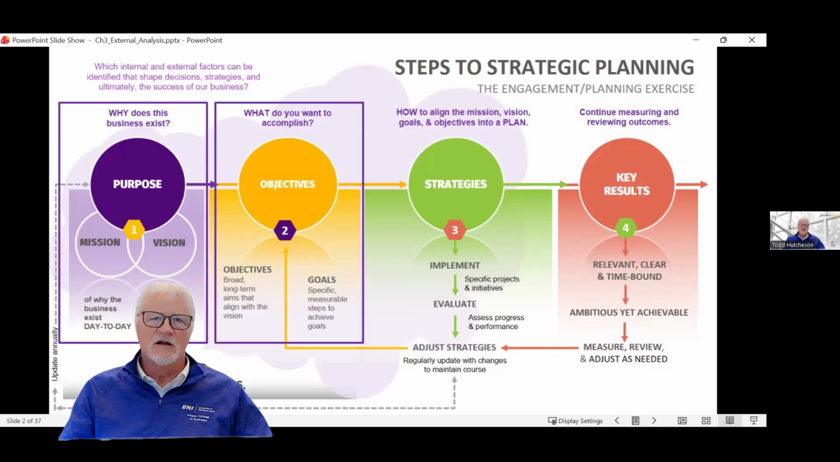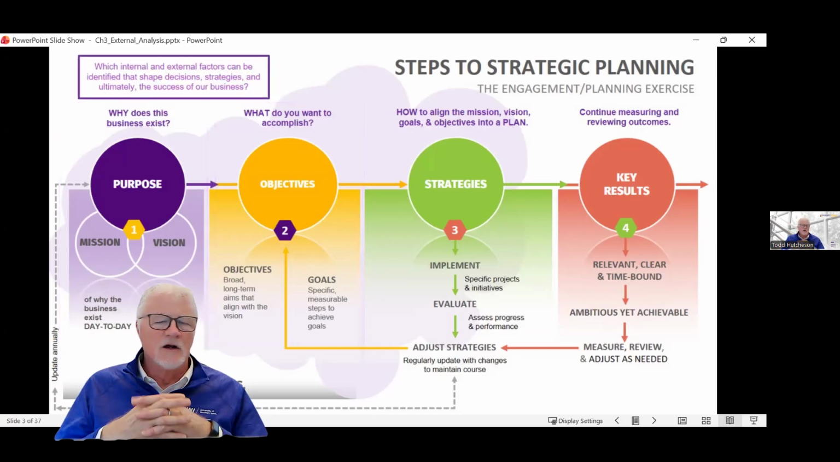We moved on then a little bit to talk about objectives. So we set our objectives, broad, long-term aims that align with that vision, mission, and purpose, and started talking about the next level down where we would begin to set physical goals. In order to do that, however, we need to understand the environment that we're working in.